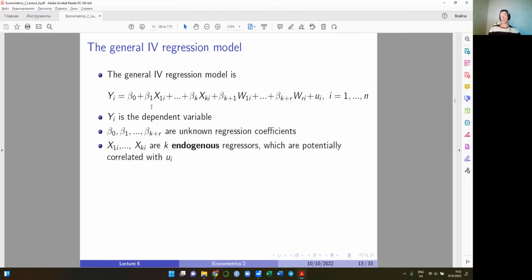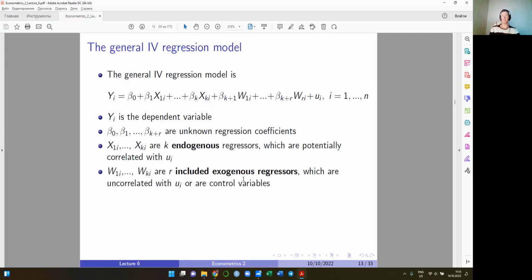Now, if you remember, we used a similar notation in the multiple regression model when X's were the variables of interest and W's were the control variables. Basically, this notation is very similar. X's are k endogenous regressors, those regressors which are potentially correlated with the error term. And of course, if we care about their correlation with the error term, those are the variables of interest. So we are interested in the effects and the causal effects of these variables on y.